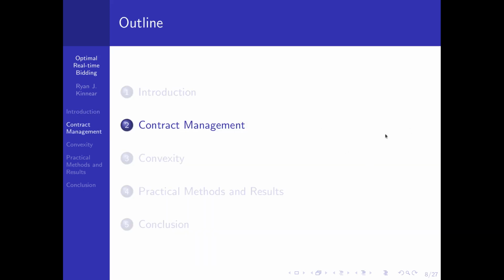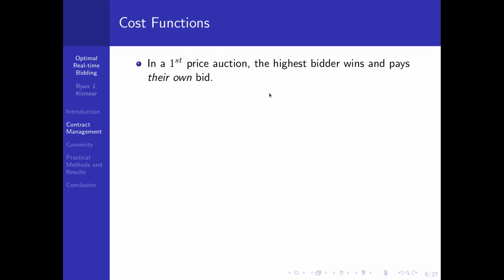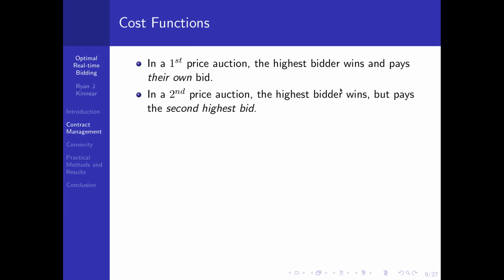Okay, so let's talk about the contract management problem. Just to set the stage here, we need some cost functions. There are two auctions to consider.